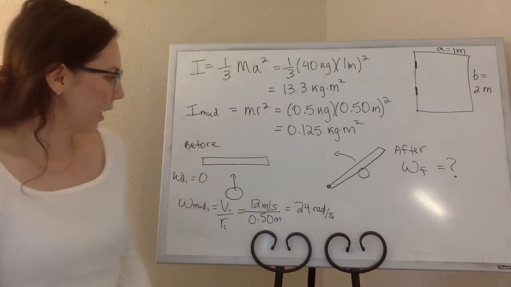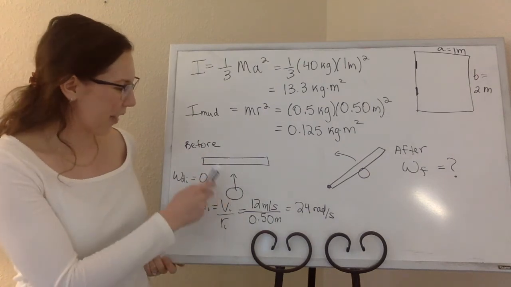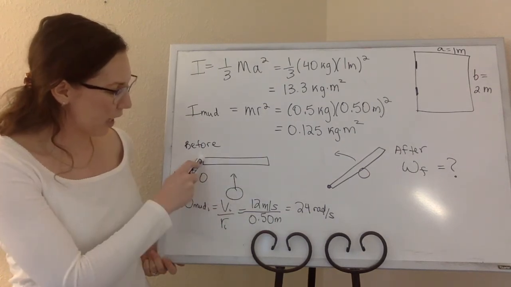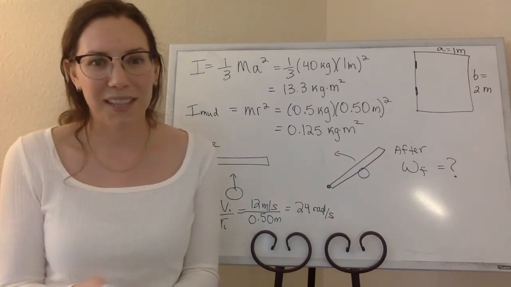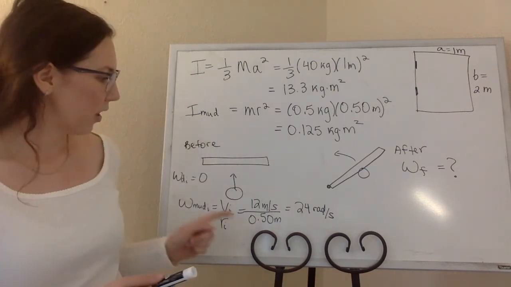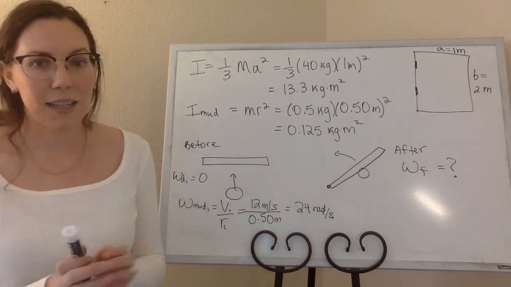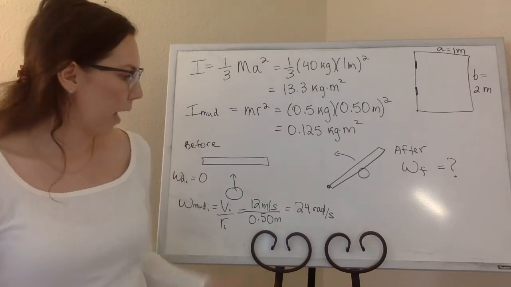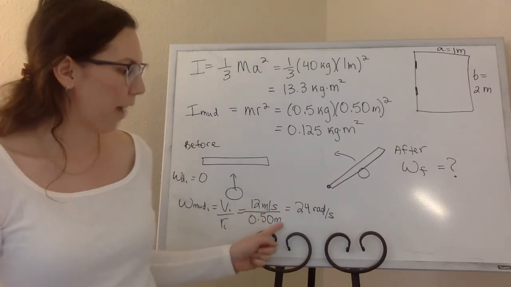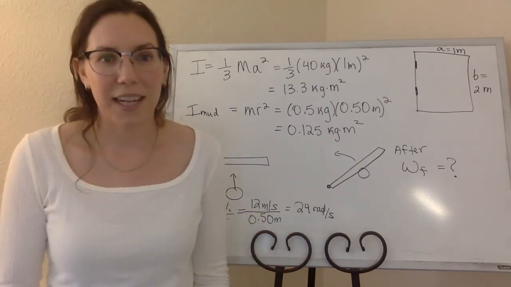So this is the initial case. We have this mud being flung at the door that's open, and this is the hinge here. And initially the door's at rest. It has an angular velocity of 0. And then initially the mud's angular velocity can be found through v over r. So omega equals v over r. We have 12 meters per second over 0.5 meters, which is 24 radians per second.